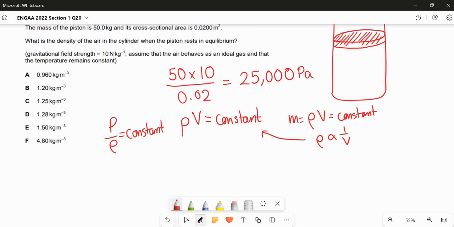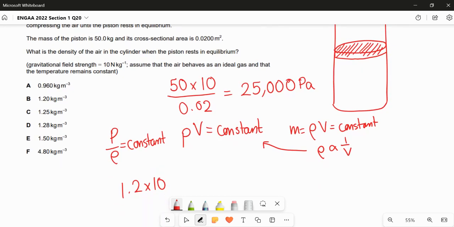So that means that the density, which is 1.2 times 10 to the 0, sorry, so I could ignore that. That's 1.2 times 1.25, which I can just verbalize as saying 1.2 add a quarter. So a quarter of 1.2 is 0.3. That is just 1.5 kilograms per meter cubed. So that is answer E.